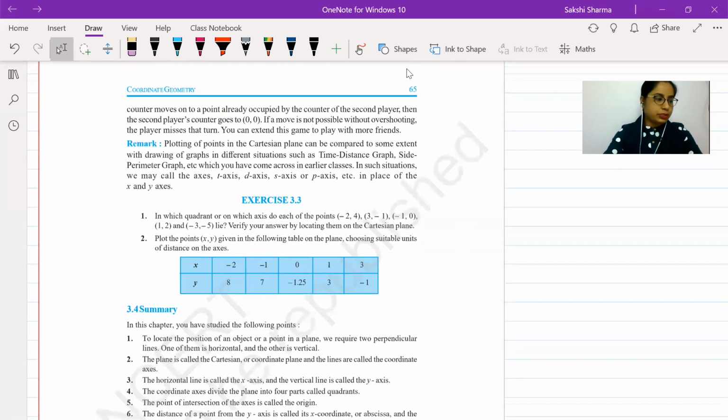So there are just two questions. The first one is based on the second last point we discussed from the definitions. There's one point I think I've missed, the last one. I'll come back to that. You need to answer which quadrant or which axis do the points lie. Sometimes it is asked as where do the points lie in the Cartesian plane.